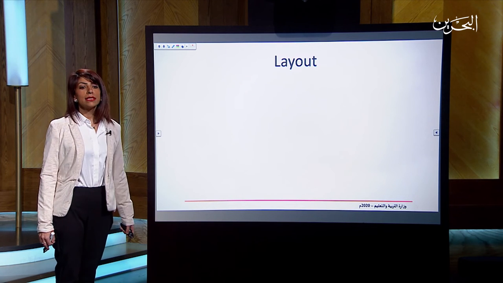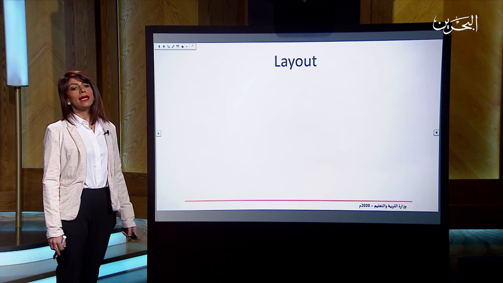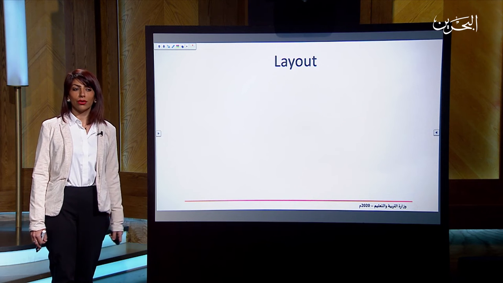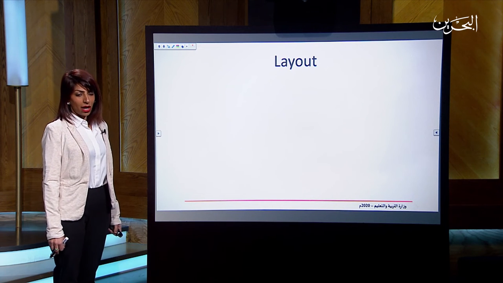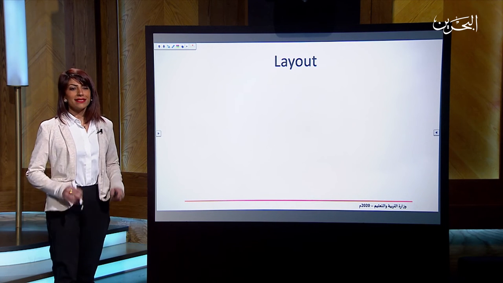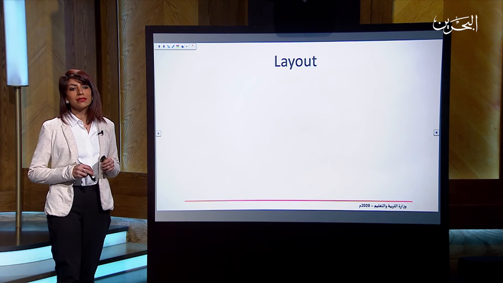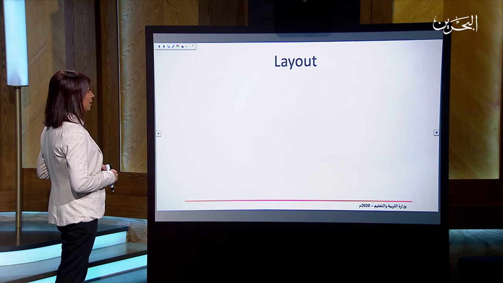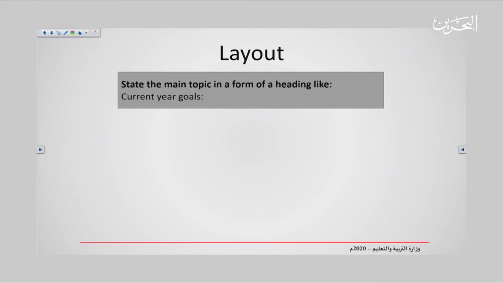Now, let's move to the second objective of today, which is the layout of writing about short and long-term goals. Let's see together. How many paragraphs do you think we're going to have? This is a bit different from the other writings because it's listing points. Let me clarify that. We start at the introduction or the first paragraph. You're going to state the main topic in a form of a heading. Pay attention to the word heading. You'll have a heading or a main idea. This is the main idea, current year goals.